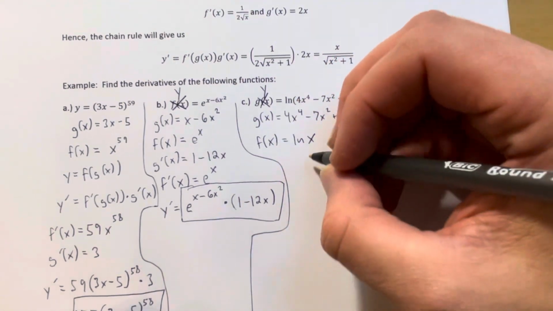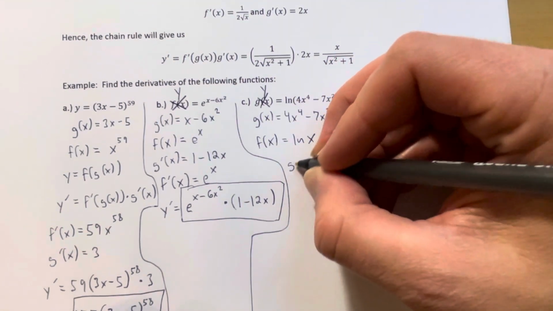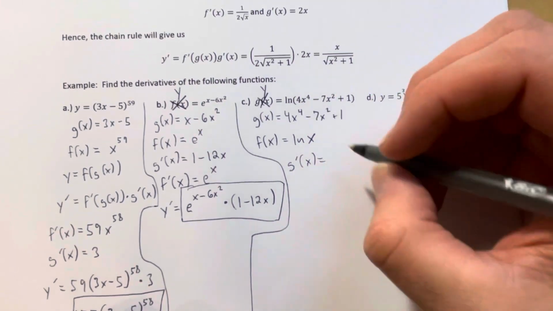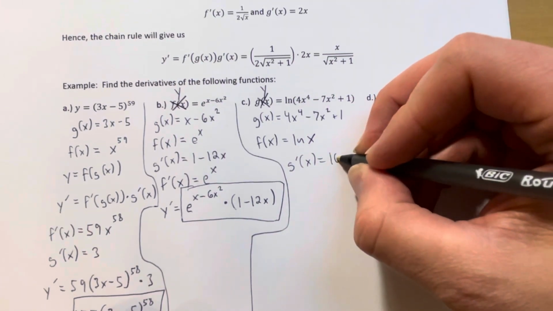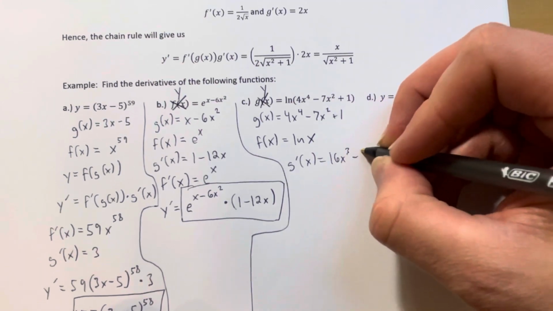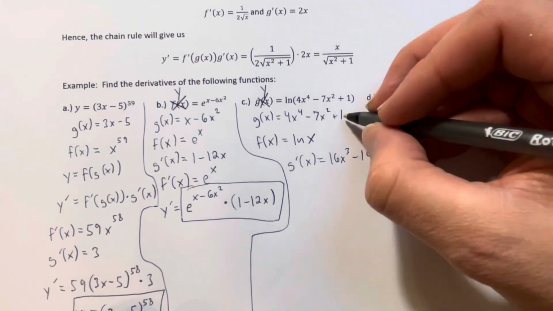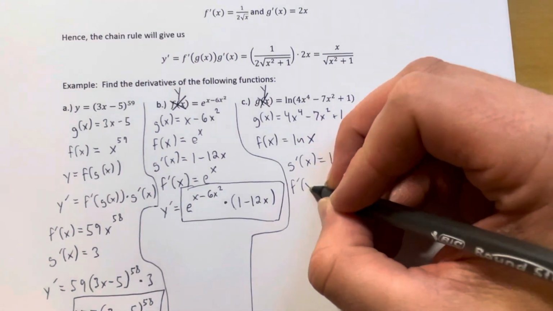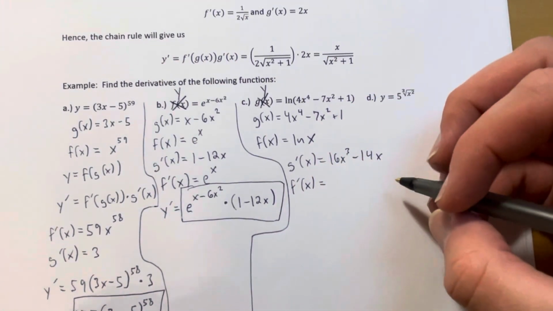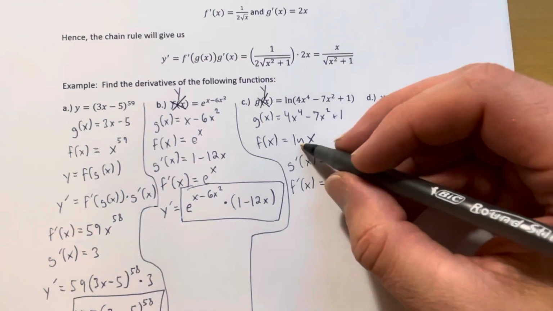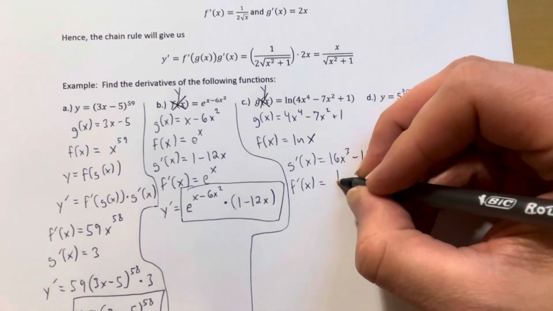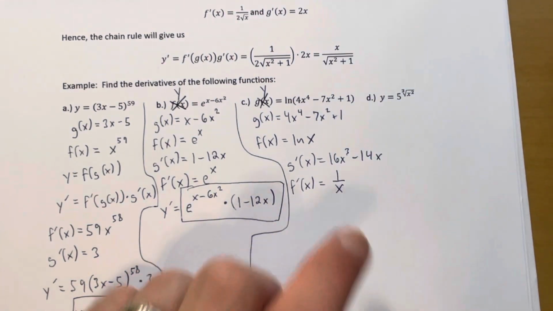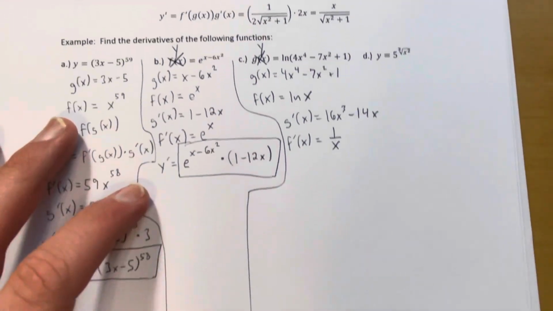Now I need the derivatives of each one of these. So what is g prime? Well, g prime, again, power rule, it's a polynomial, would be 16x cubed minus 14x. That constant goes to 0. What is f prime of x? Well, f is just the natural log of x. This one had a special derivative, 1 over x. We use this derivative a whole lot.